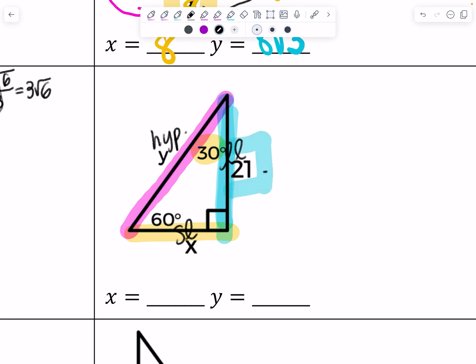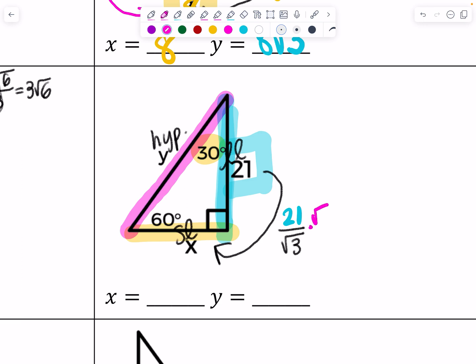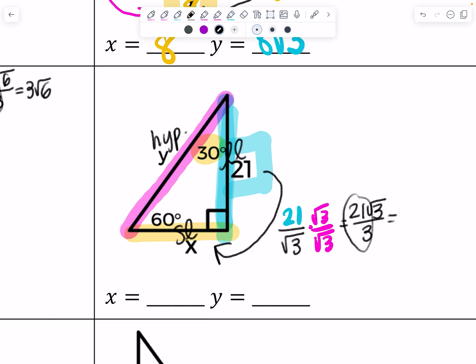So how do I go from that 21 back to that short leg? I'm going to take that 21. Since I'm getting smaller, I'm not going to multiply by the square root of 3. I'm going to divide by the square root of 3. So again, we're just going to rationalize this denominator. Times root 3 over root 3. This ends up giving me 21 root 3 over root 9, which is 3. 21 divided by 3 gives me whole number 7 root 3. So my y value is going to be 7 root 3. Okay? So if y is, no, I'm sorry, that's x. X is 7 root 3.